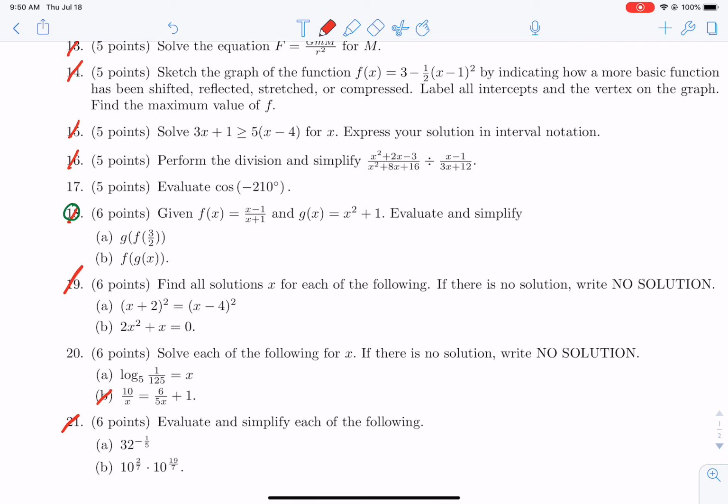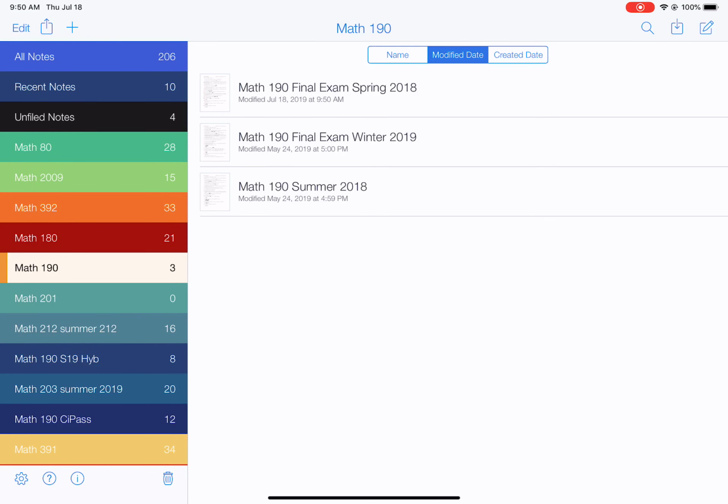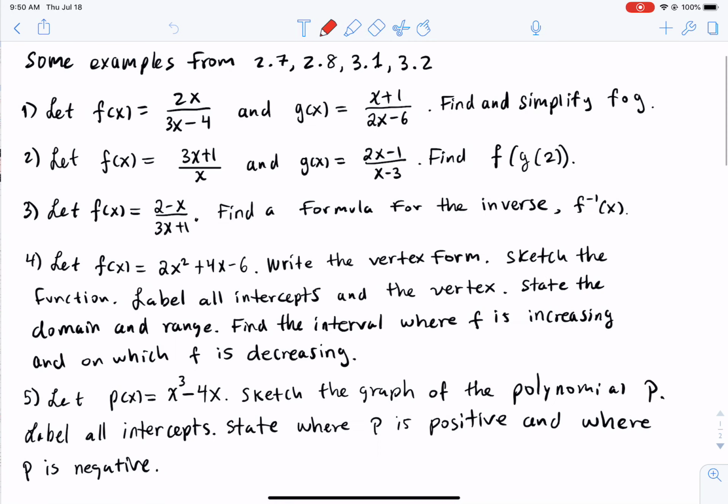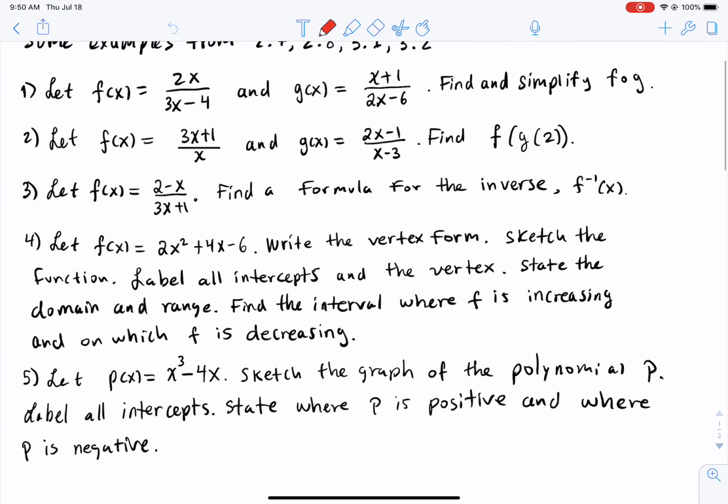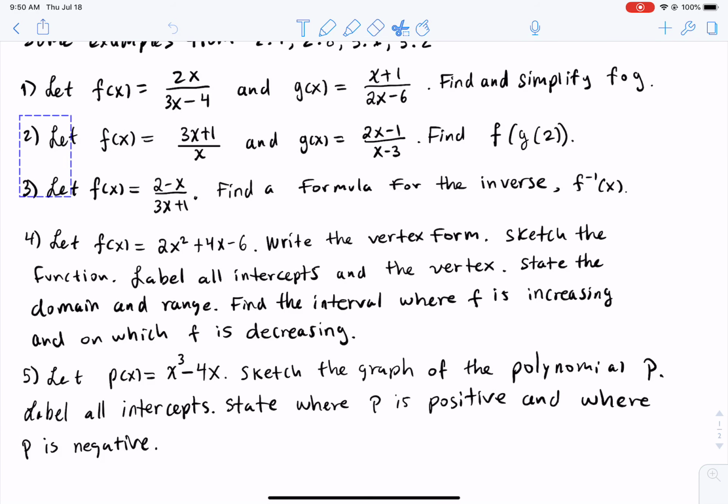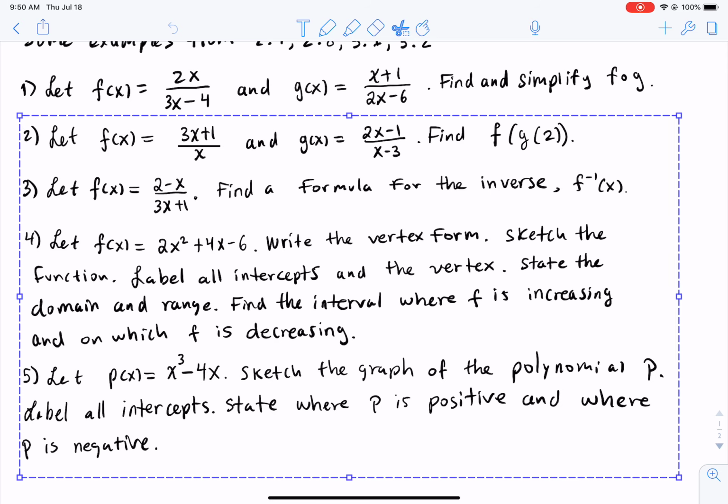But anyways, let's go to the questions that we have here. Let's start off with number 1. So let's move everything down this way.